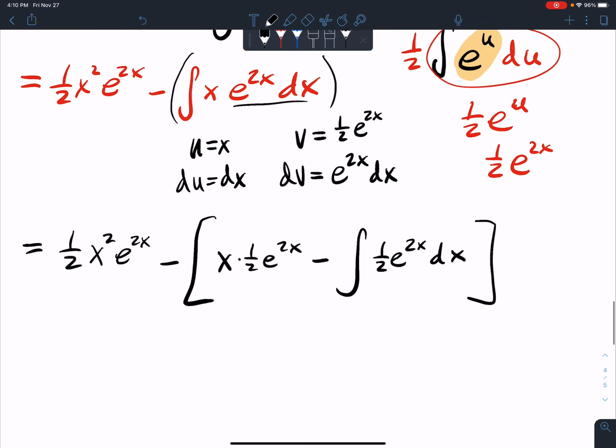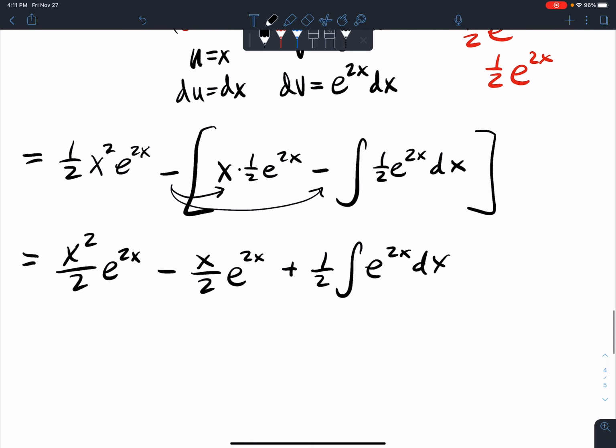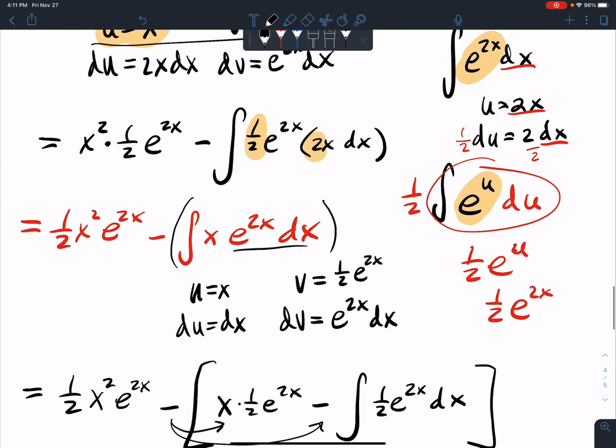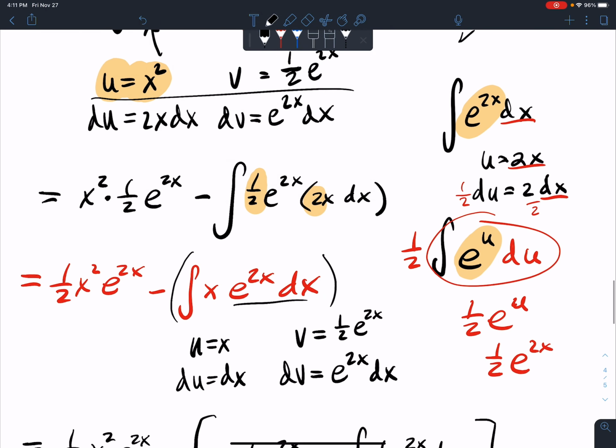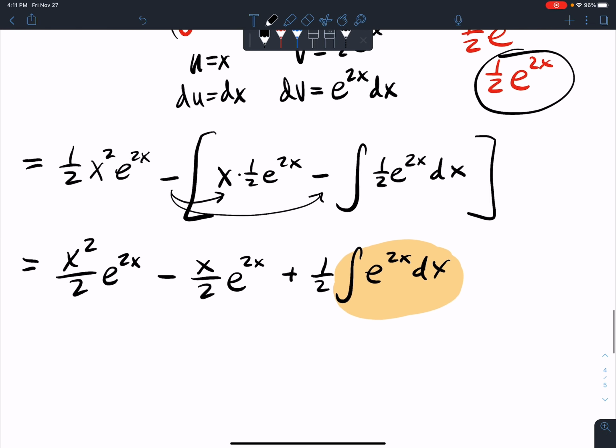Close it off. I'm going to simplify this. So this is x squared over 2 e to the 2x, and then negative distributes in, so that's minus x over 2 e to the 2x, and then negative and a negative make a plus 1/2 integral e to the 2x dx. Now this is great because we can do this one. We just did it a second ago. We integrated this here already. We already did the work, and we found that it was 1/2 e to the 2x.